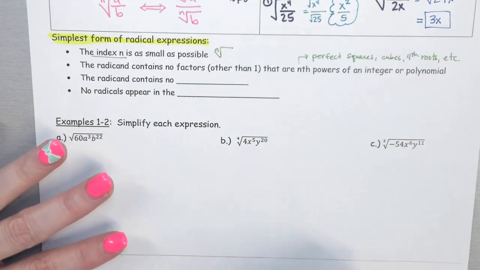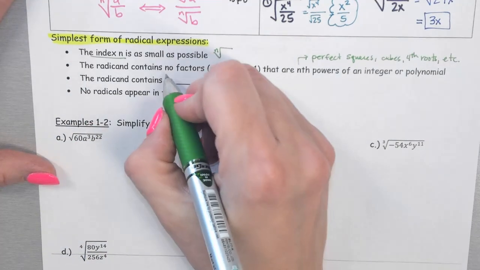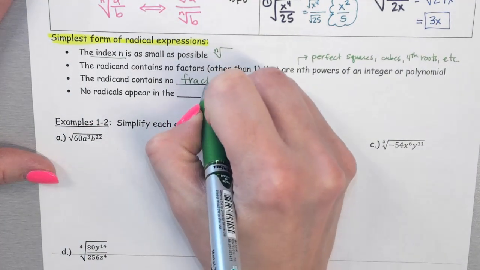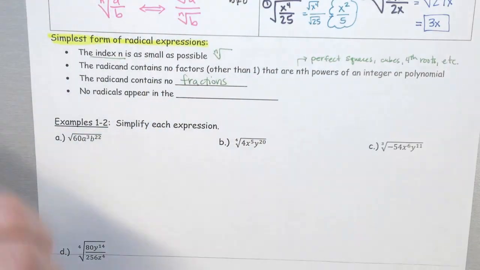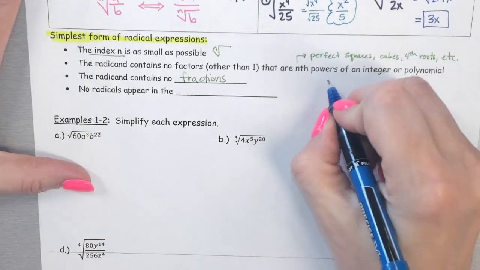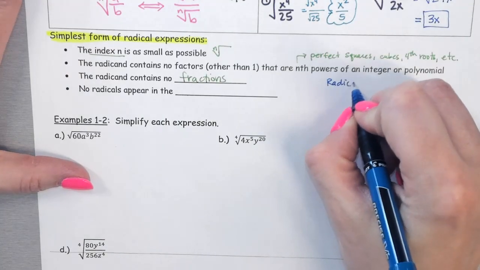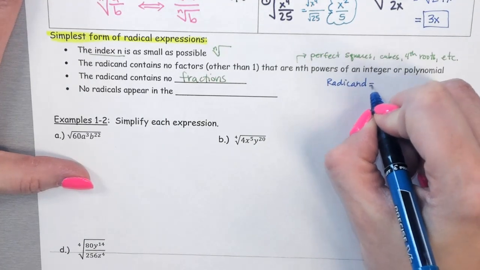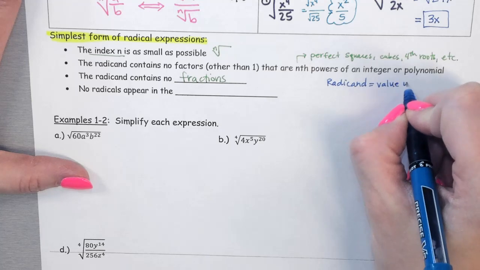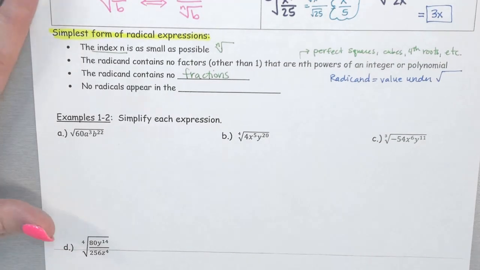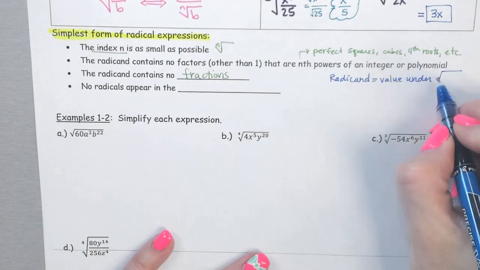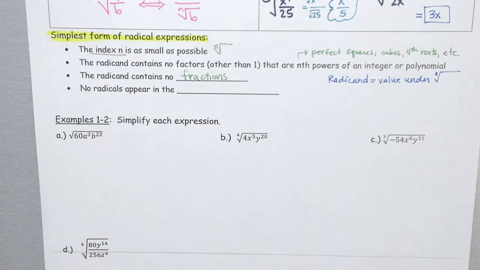Okay, and then the radicand is going to contain no fractions. And we've used that term radicand several times. We do have to know what that means. Remember, the radicand is just the value under the radical. Anytime it says the radicand, that's just whatever is underneath your radical, for whatever root you have, the nth root.